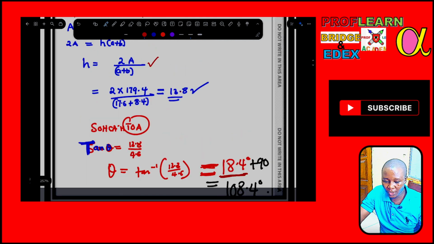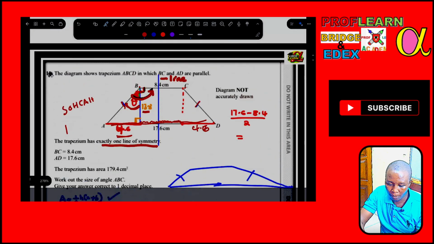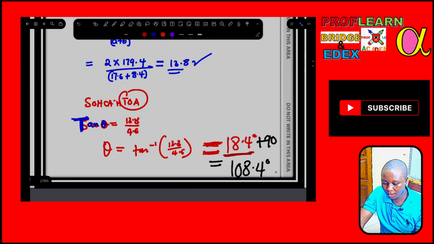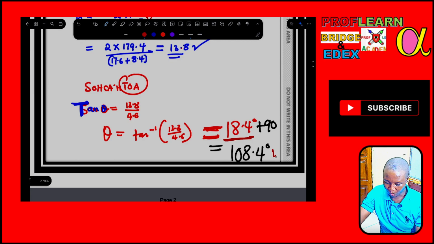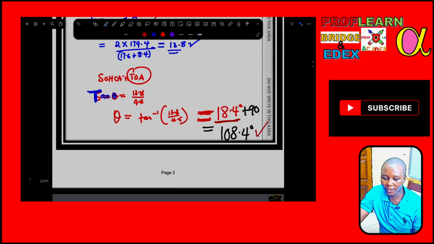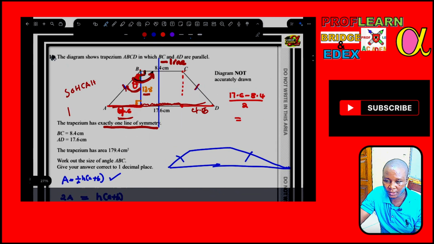So if that angle is 18.4, and then we have also 90 degrees here, then it means that if we add this angle, 18.4 plus 90 degrees, we'll get the total angle that you are being asked, angle ABC. So we can now say the angle is going to be 18.4 plus 90, and that's going to be 108.4. This question proved to be quite difficult to many of the candidates, and I believe now you are in a position to handle such a question.